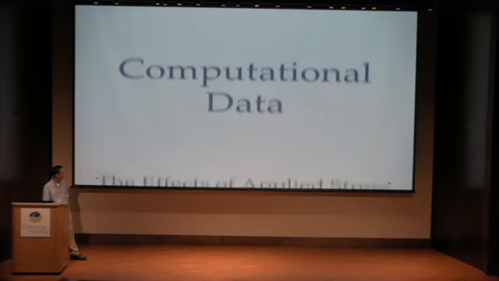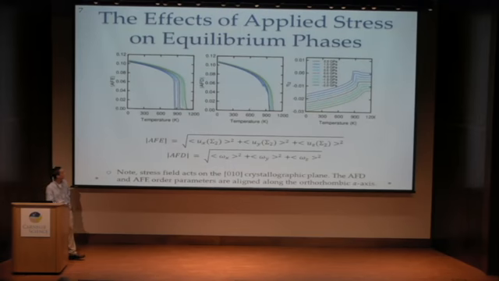So now to our computational data: the effects of applied stress on equilibrium phases. In these three figures, we have the antiferroelectric, antiferrodistortive, and strain order parameter magnitudes as a function of temperature for different stress fields. The red curves give us zero stress applied. As we tend towards a darker blue color, we have a stronger tensile stress applied. As we tend towards a darker green color, we have a stronger compressive stress applied.